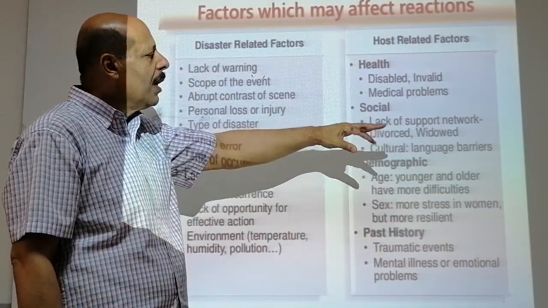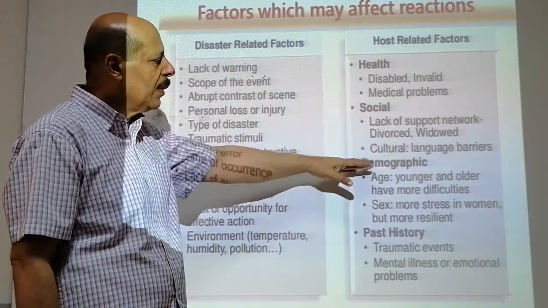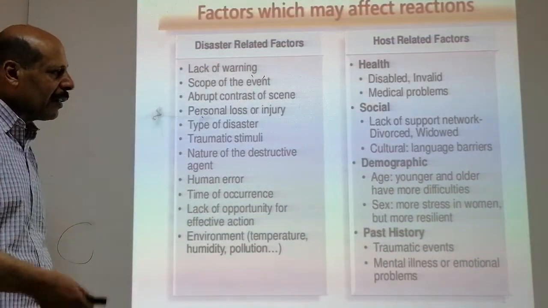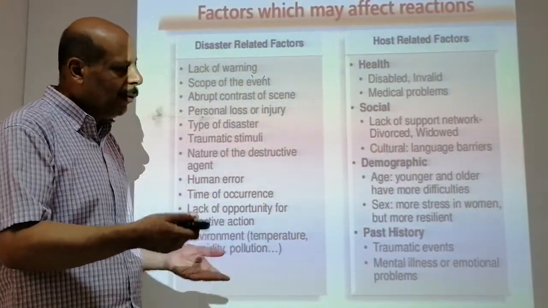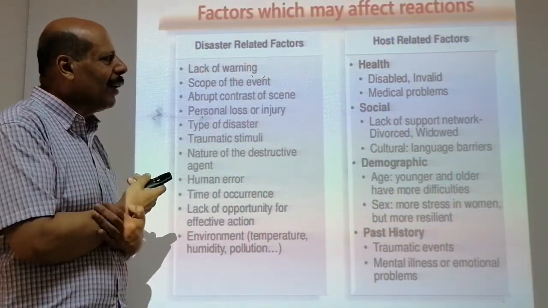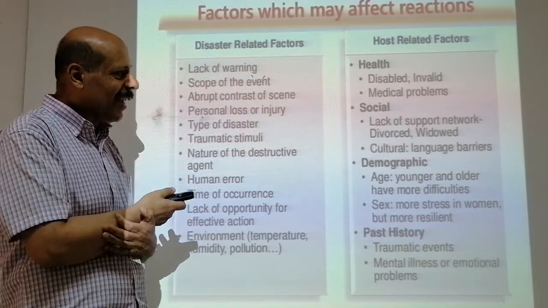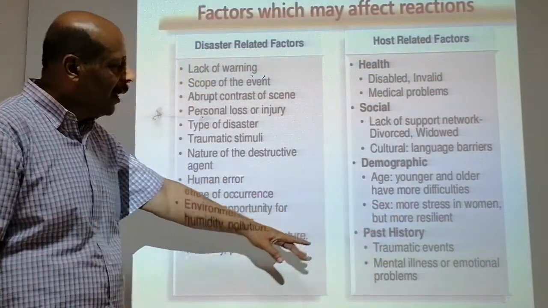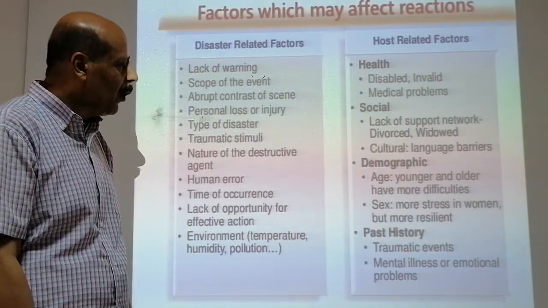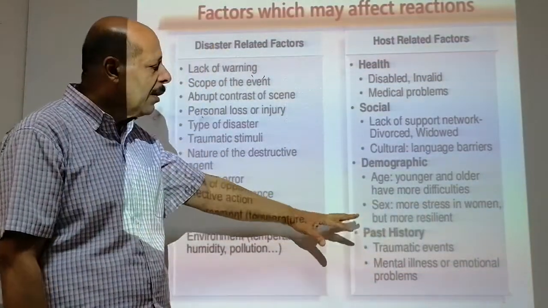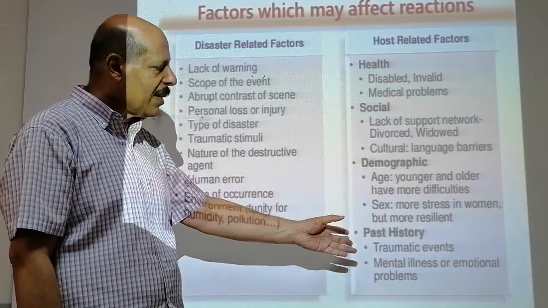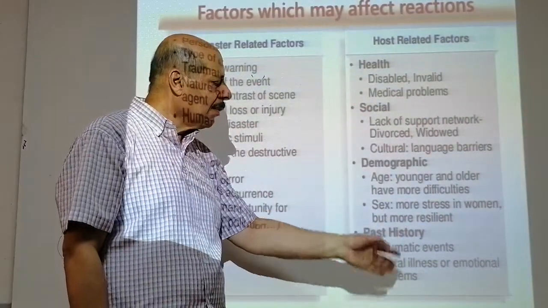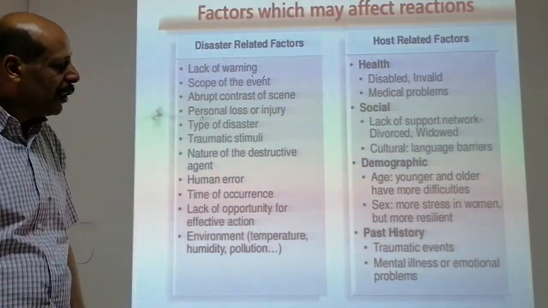Social: lack of support network like divorce, widowhood, cultural and language barriers. If it happens while you don't understand the language of the country that the disaster happened in while you are there, you will be more exposed to the disaster than others. Demographic: age, younger and older have more difficulty than the adult and youth. Sex also: more stress in women, but more resistant. They are more resistant and more tolerant. Past history also: traumatic events which happened before, mental illness or emotional problems if present.